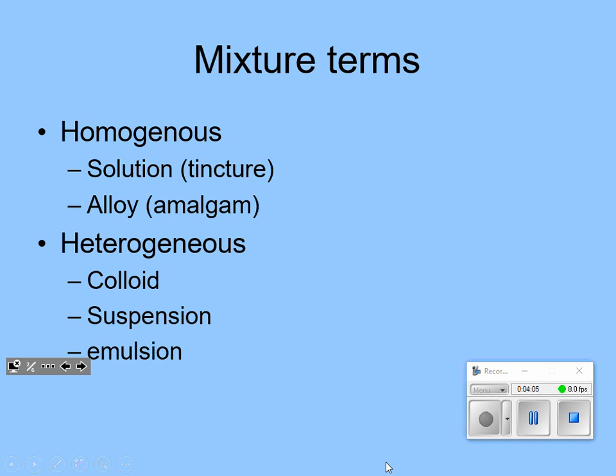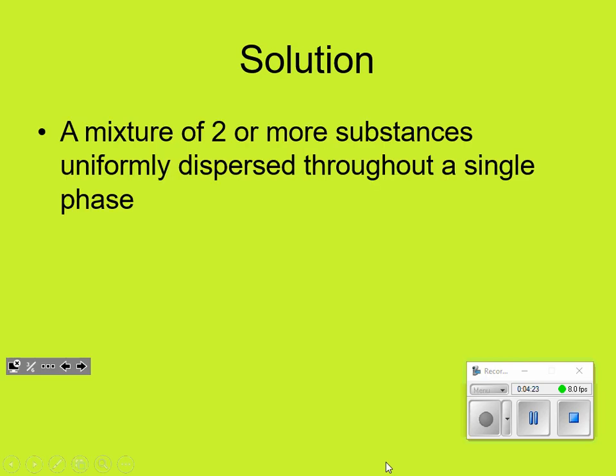An emulsion is when two liquids are unable to mix. Beginning in class, we talked about how oil and water can't mix. So you'd have two different liquid layers then. Quite frankly, these terms on this page are not ones that we're going to test you on. We're not going to test you on what an emulsion is versus a suspension. However, you should know what a solution is.